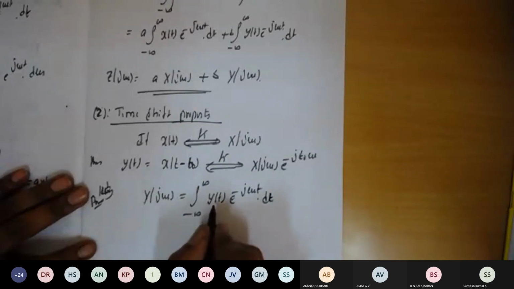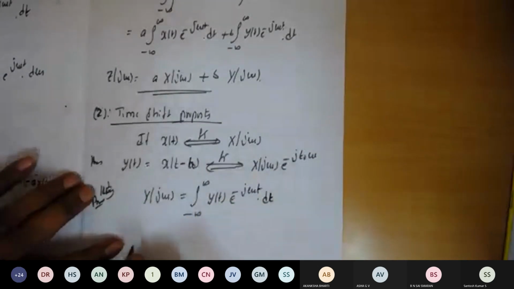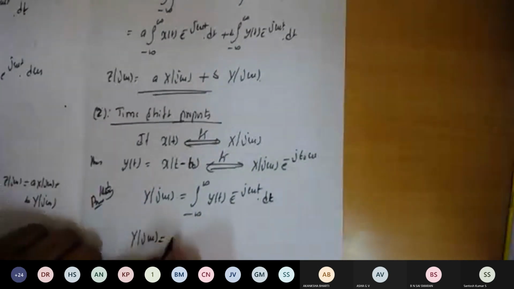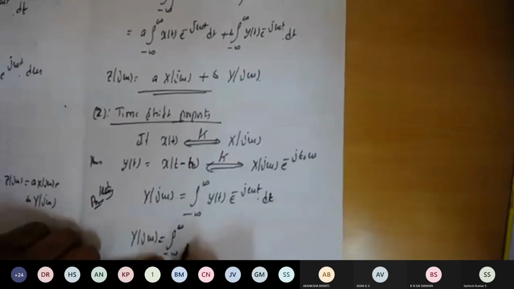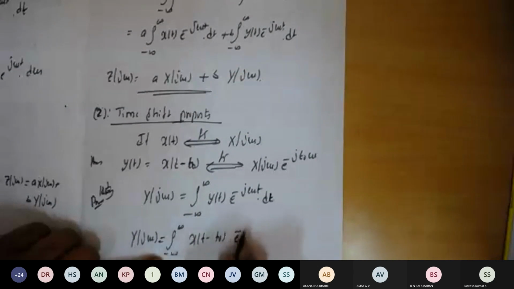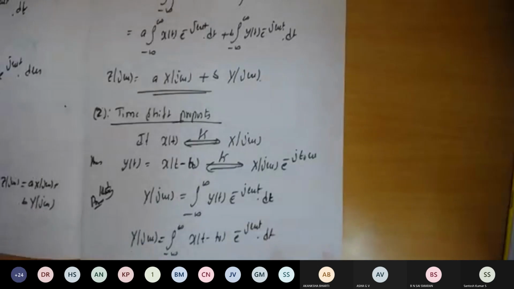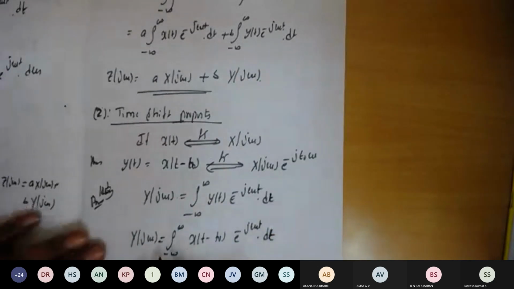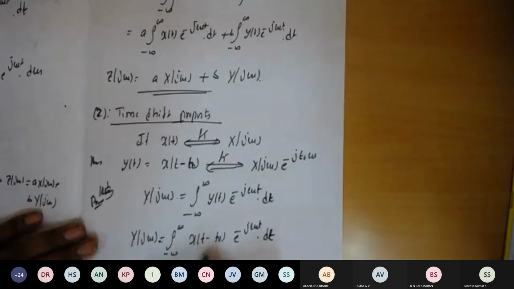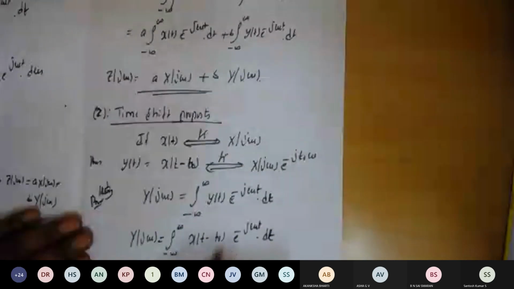Now what we shall do is, in place of y of t, let us substitute x of t minus t naught. So it will become y of j omega is equal to the integral from minus infinity to plus infinity of x of t minus t naught into e to the power of minus j omega t into dt. So this is where we have substituted in place of y of t.